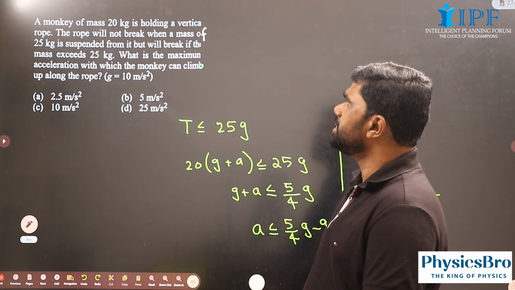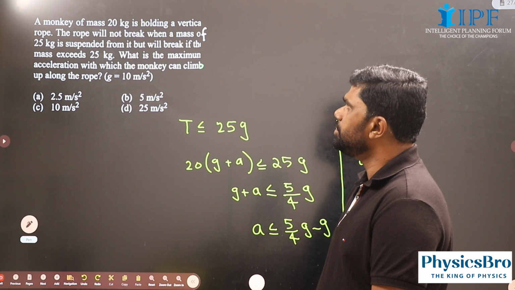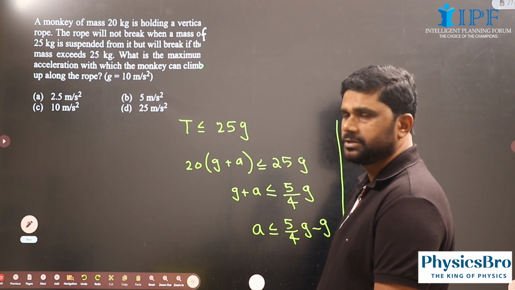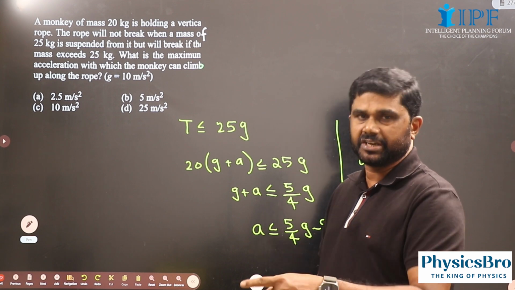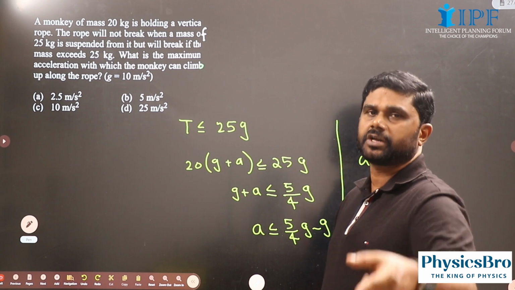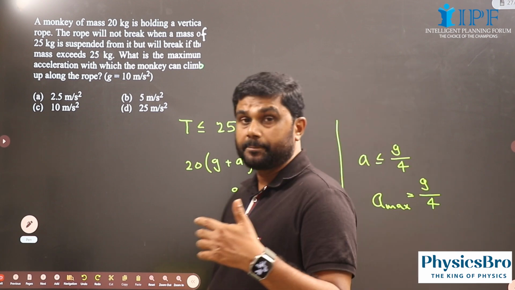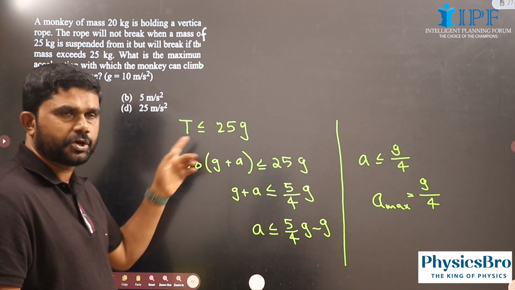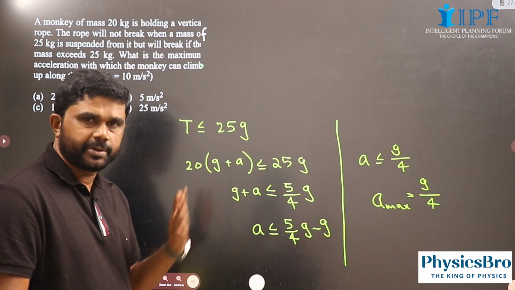A monkey of mass 20 kilogram is holding a vertical rope. The rope will not break when a mass of 25 kilogram is suspended from it. Means the breaking strength of the rope is 25 kilogram weight, means weight of 25 kilogram, means 25 into g. That is the breaking strength. So the tension in the rope should be less than or equal to 25 g. When it exceeds 25 g, it will break.